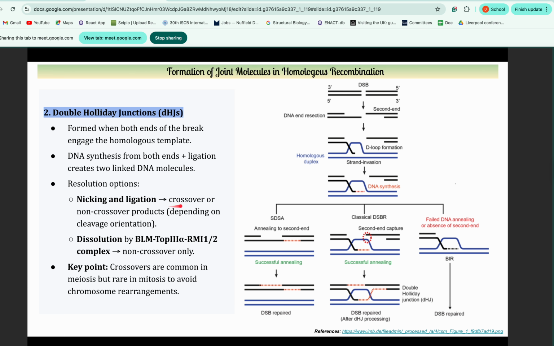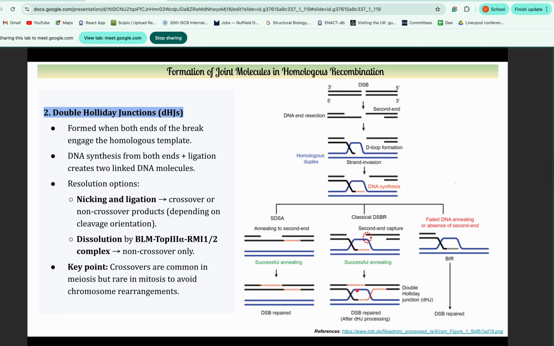So during nicking and ligation, crossover or non-crossover products can be synthesized depending on how the cleavage takes place. So resolution options depend on how the cleavage is taking place. If cleavage is not appropriate, then it can lead to crossovers, and if the cleavage is properly taking place, then it will be the new DNA strands.